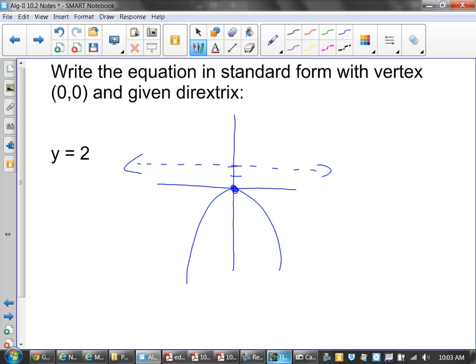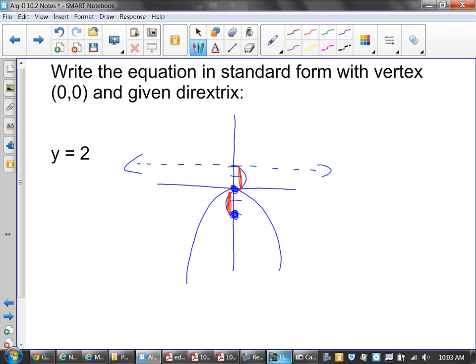Now, the distance from the vertex to the directrix is always equidistant from the vertex to the focus. So if this is 2, this has to be 2. I'm just showing that these two values are equidistant. All I'm doing is showing that this much and this much are the same. They will always be equidistant to one another.